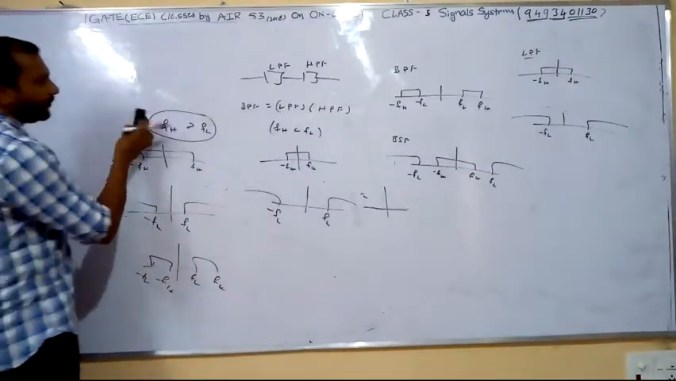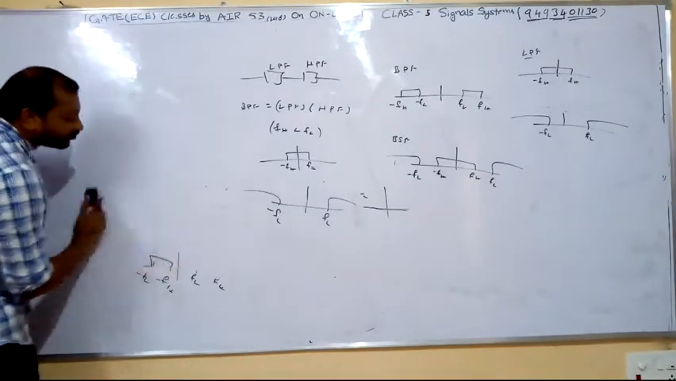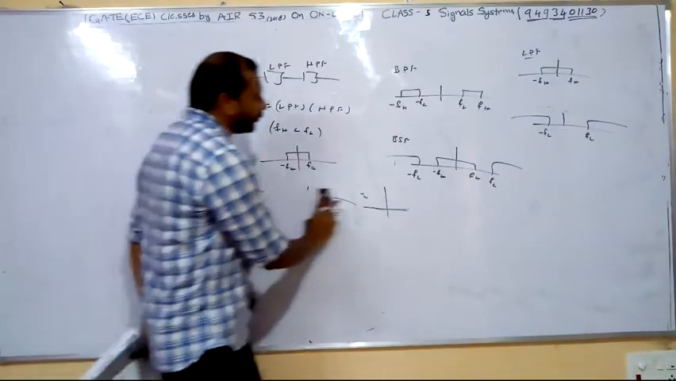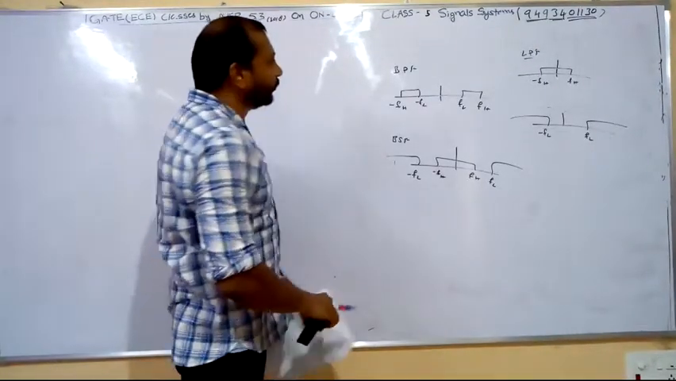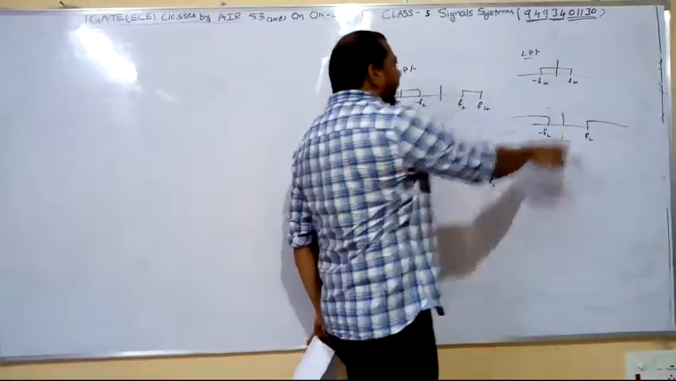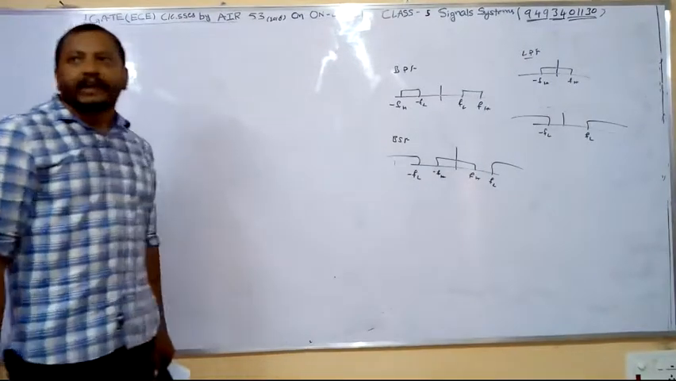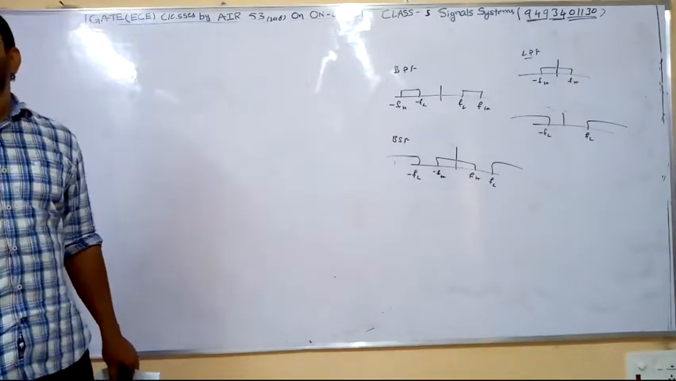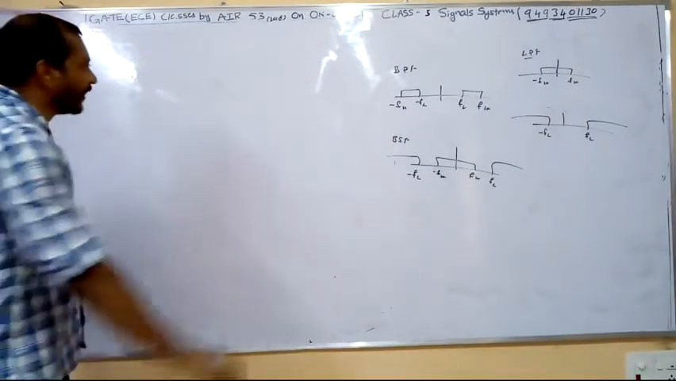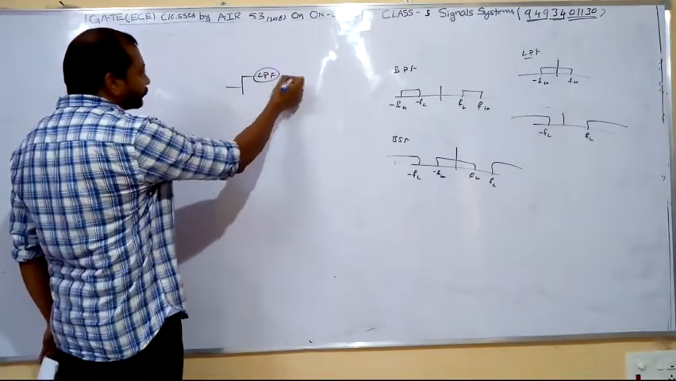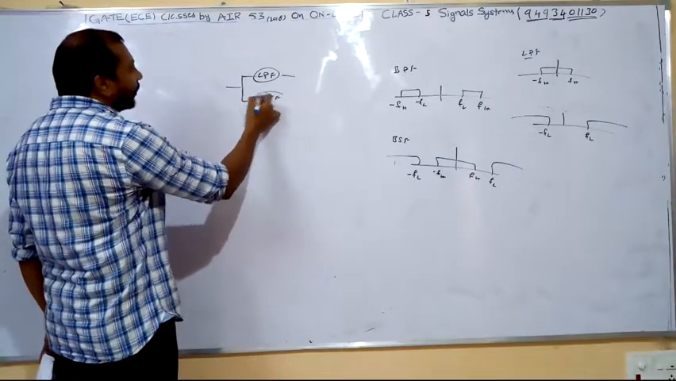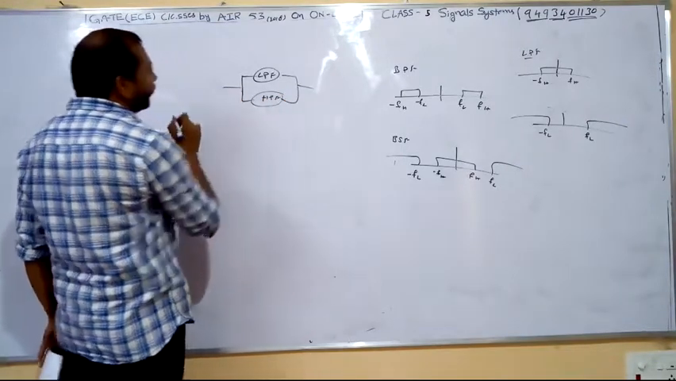Now coming to the band stop filter. How can you obtain the band stop filter from the low pass filter and the high pass filter? By looking, it looks like an addition of these two only. Addition is nothing but, from the signal's point of view, a parallel connection. This is a parallel connection of the low pass filter and the high pass filter. This is our band stop filter.